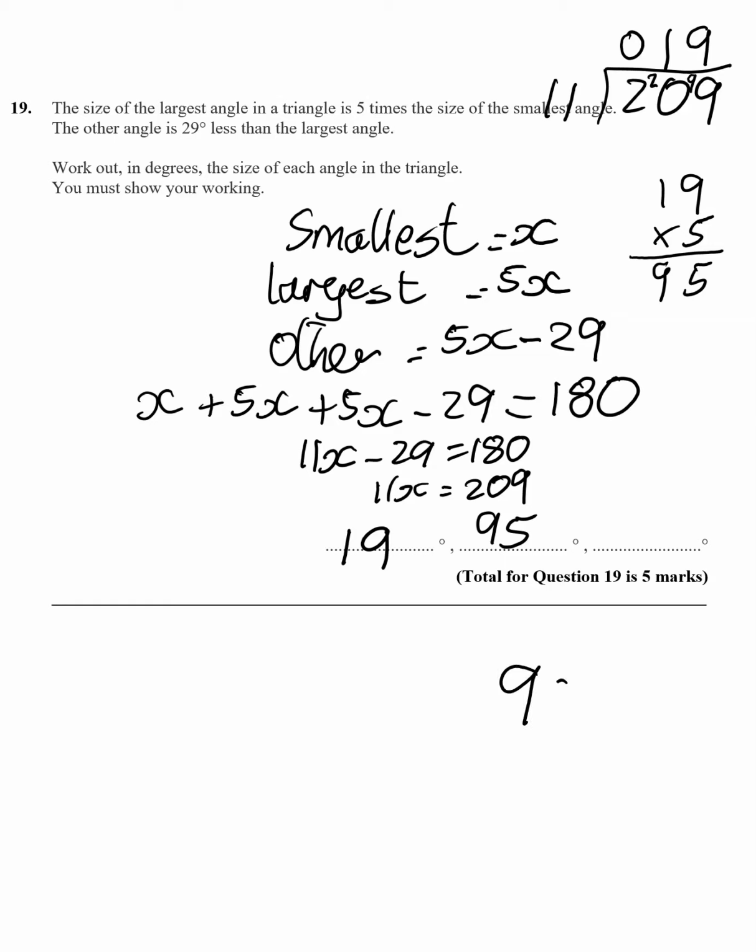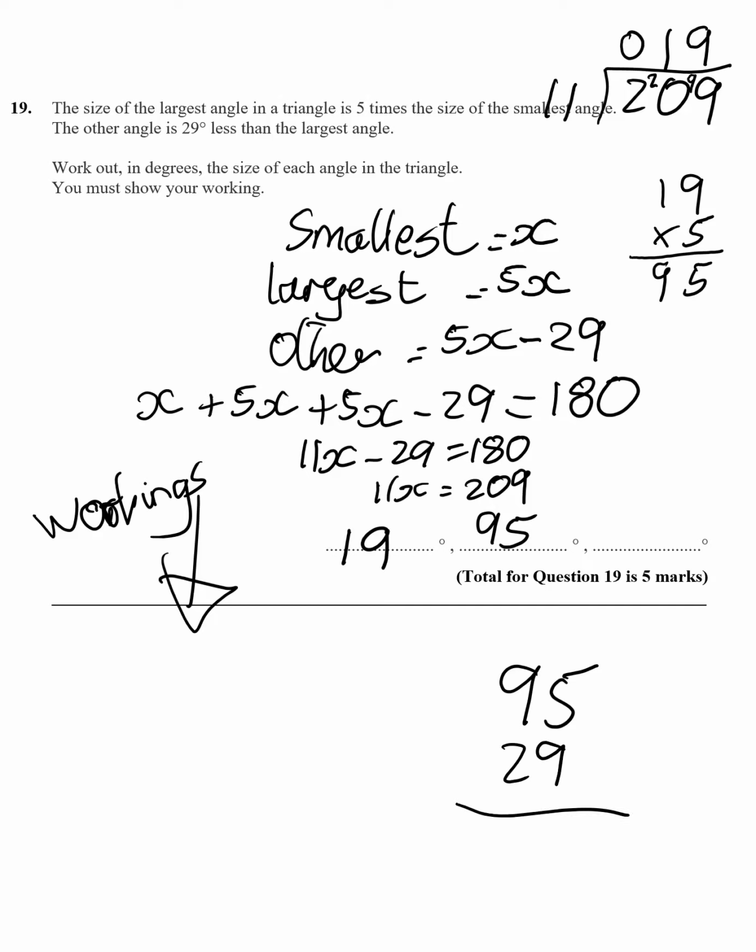I tell you what, you can write down here in these gaps, but you just need to put a little arrow, workings, because then the examiner knows that they have to actually look at this bit as well. So I'm doing 95 take away 29 to get the other angle. Okay, so 15 take away 9 is 6, 8 take away 2 is 6 as well. Is that right? So 66, yeah, that looks about right.